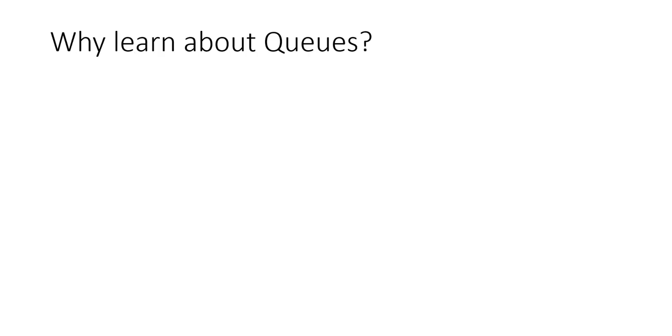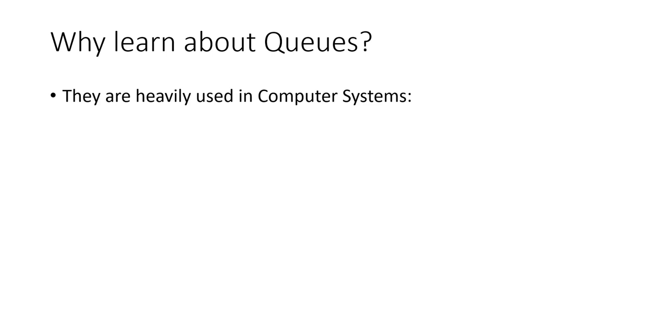So why do we bother learning about queues? Well, they're heavily used in computer systems. We've got examples of the keyboard buffer. You may have come across a time when you've been typing and typing away, and for some reason, possibly some interrupts, a piece of software or another piece of hardware is taking up the CPU's time, and it doesn't type out as fast as you're typing.